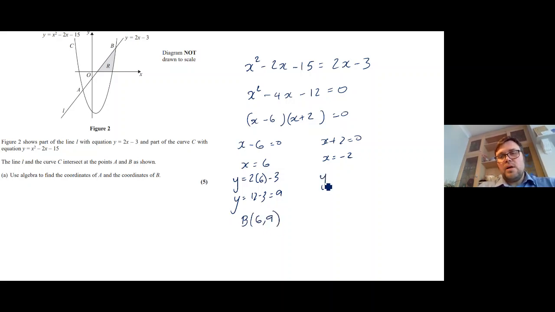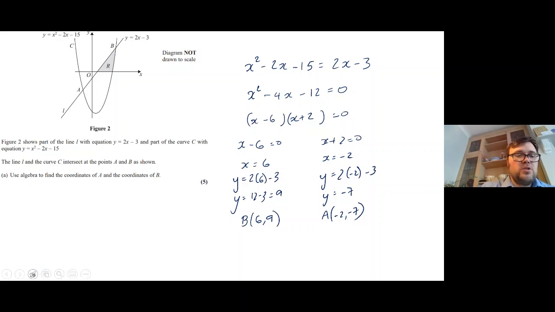And then again, y equals 2 times minus 2 minus 3. Y equals minus 4 minus 3, which is minus 7. So A is going to be minus 2, minus 7. If I just quickly go through the next part of this question, it would be, how would you work out the area of R?